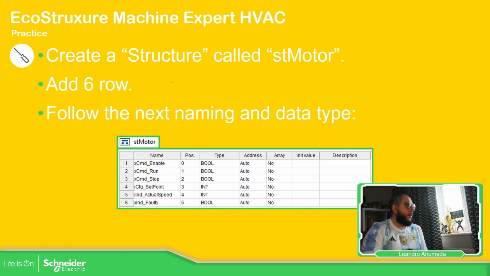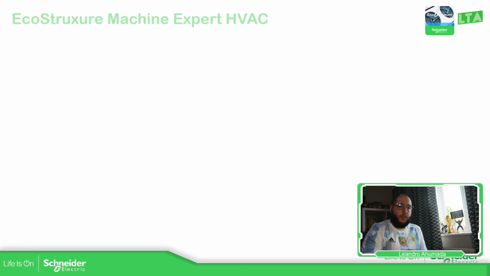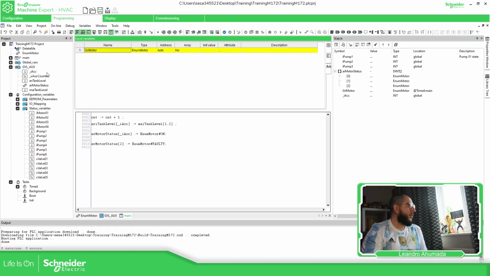Now, let's create a structure called ST motor or my motor or whatever you want. Add 6 rows and use this naming syntax. Okay, so let's go back here. There we go. So we go through this in steps.